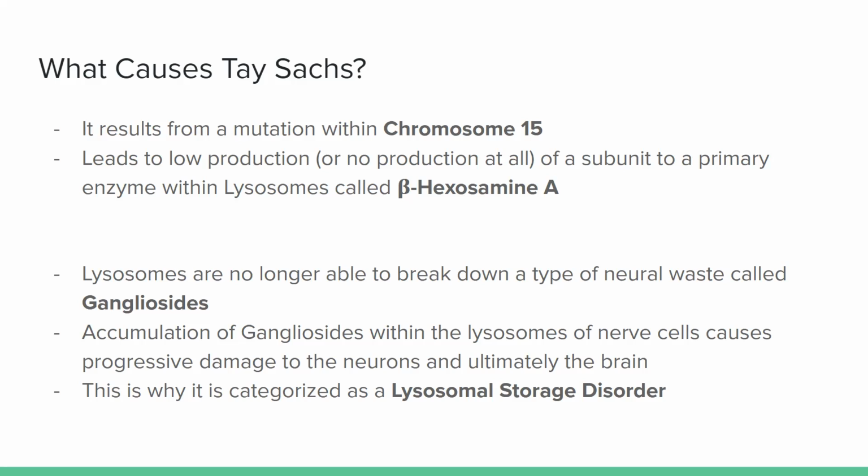With this mutation, lysosomes are no longer able to break down a type of neural lipid waste that's produced called gangliosides. So these gangliosides not being broken down in these neural cells, they're being collected inside the lysosomes, and this causes progressive damage to neurons and eventually to the brain. And that's why it's categorized as a lysosome storage disorder, since it stores the gangliosides rather than break them down like it should.